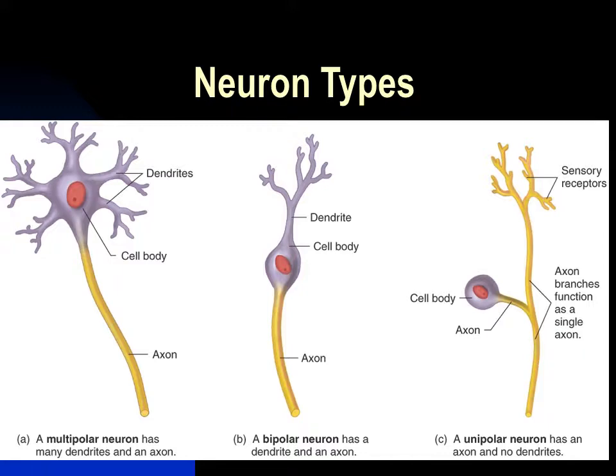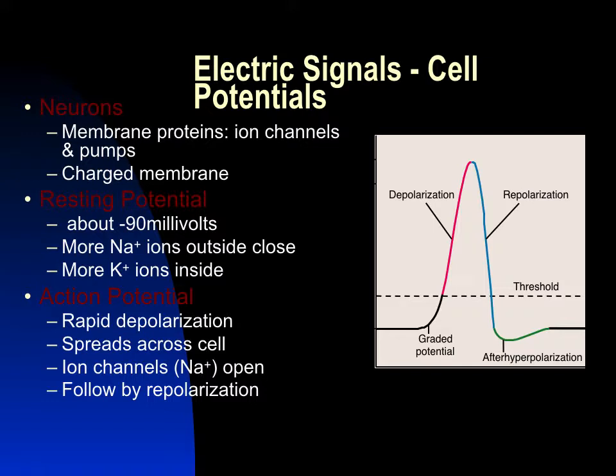Okay, so this is just a little introduction, but all neurons can transmit electrical signals, and these are cell potentials. They do this by having specialized membrane proteins. And these membrane proteins are embedded in the membrane, and they allow ions to diffuse through, or they pump ions. And this means that neurons have charged membranes. They're more negative inside than outside. And even at rest, neurons maintain this charge. It's about minus 90 millivolts.